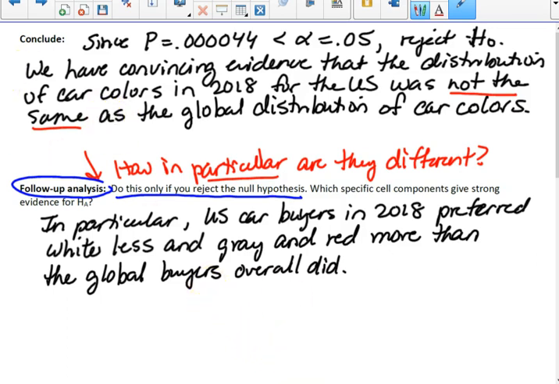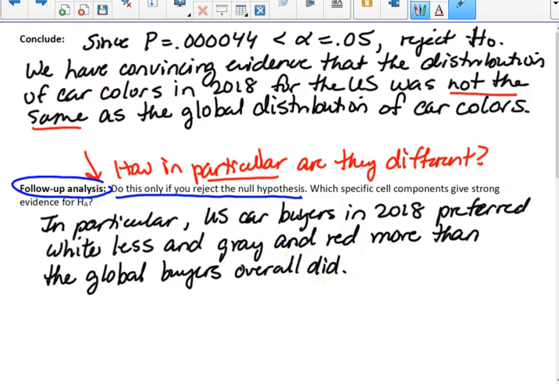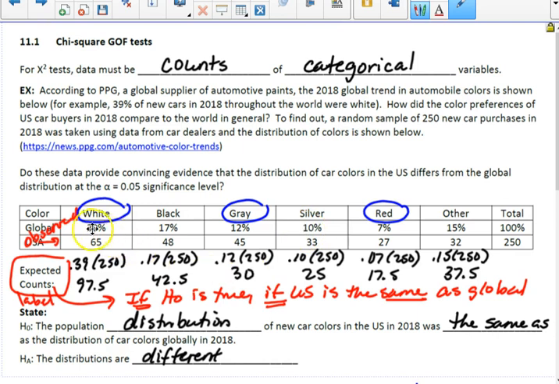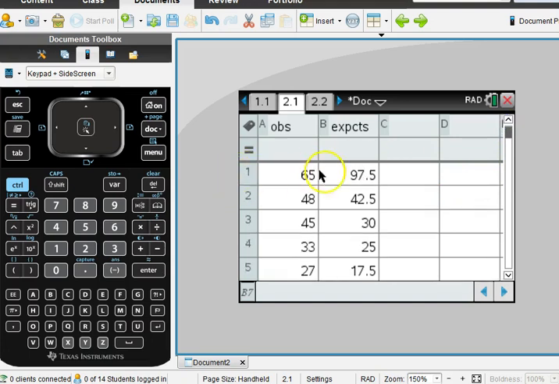Now, if we were to do this test on the calculator, you're going to want to start by going back and looking at your observed and expected values, and enter the observed and expected values into a list on the calculator. I've already gone ahead and entered my observed and expected counts into the calculator. Notice that I put OBS for observed, but I put EXP counts. If you just do EXP, your calculator already has a function called EXP, so you can't use that as a variable name. So you have to add something to it.